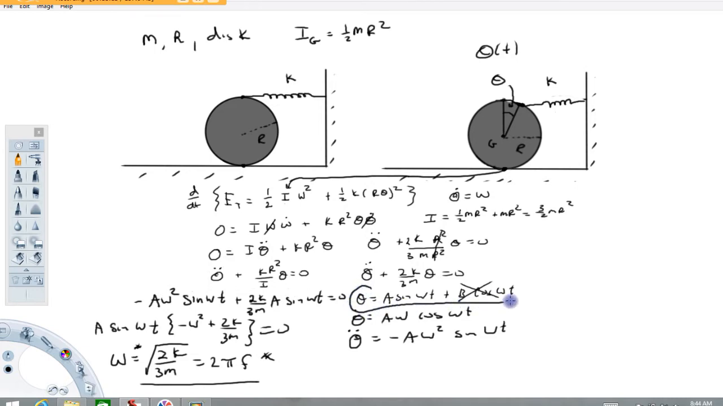Equations of this nature have harmonic solutions, which look like this. If initial conditions are given, you would typically apply them. If not, pick your favorite function, sine or cosine, and calculate the second derivative. Sub these two things into the original differential equation. Solve for the angular frequency.